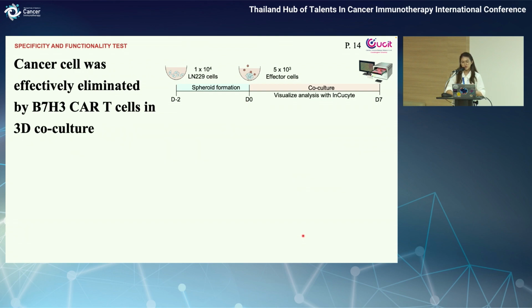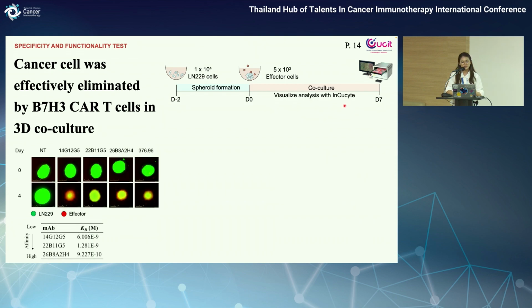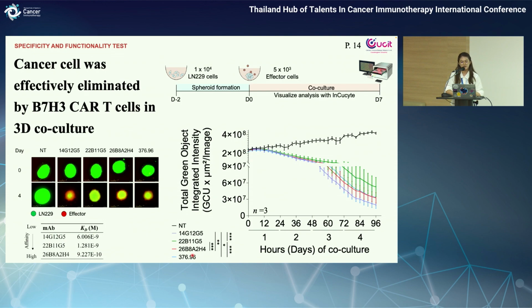Besides, to mimic the tumor microenvironment, we set up our LN229 in 3D and co-cultured with effector cells. Using the IncuCyte, we continually observed the intensity of green objects from GFP-tagged target cells and red from effector cells. Surprisingly, even though 12G5 CAR has the lowest affinity binding to the antigen, we noticed more rapid infiltration into the spheroid with this CAR. Moreover, it demonstrates significantly better functionality against the glioblastoma spheroid than the other constructs.